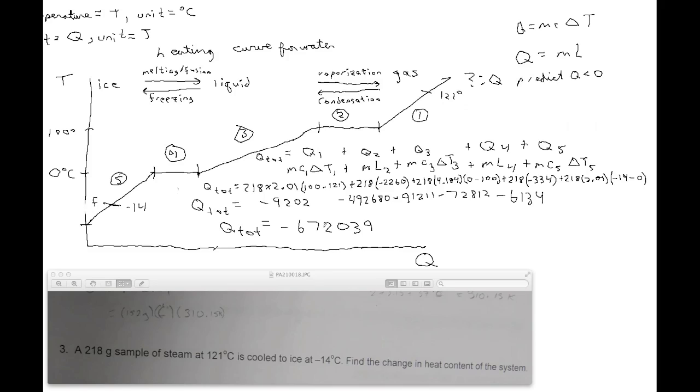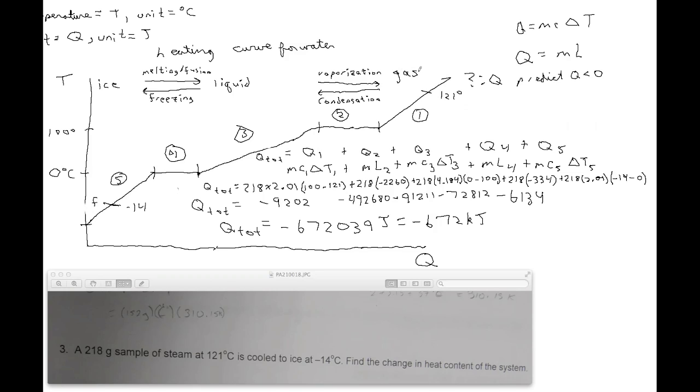9202,492,680,91. Oh, I see what I did wrong. All right. Okay. So what's the answer to the question? Negative 671,409 joules. Good. I think it would be convenient to put that into kilojoules. It would be negative 671 kilojoules. Or I got negative 672. Okay. Now let's check. That matches your prediction.